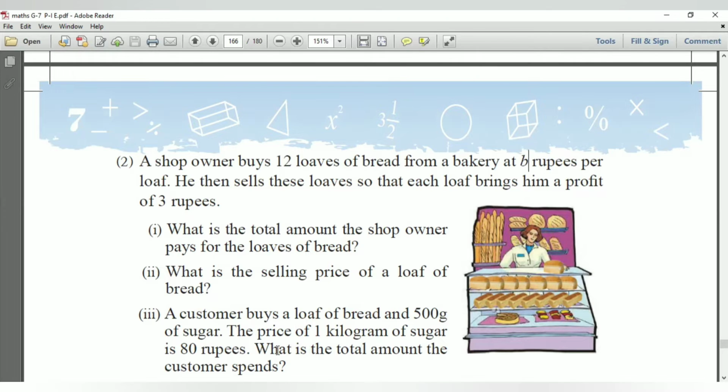The price of 1 kilogram is 80 rupees. But he is buying only 500 grams. The question is, what is the total amount the customer spent?